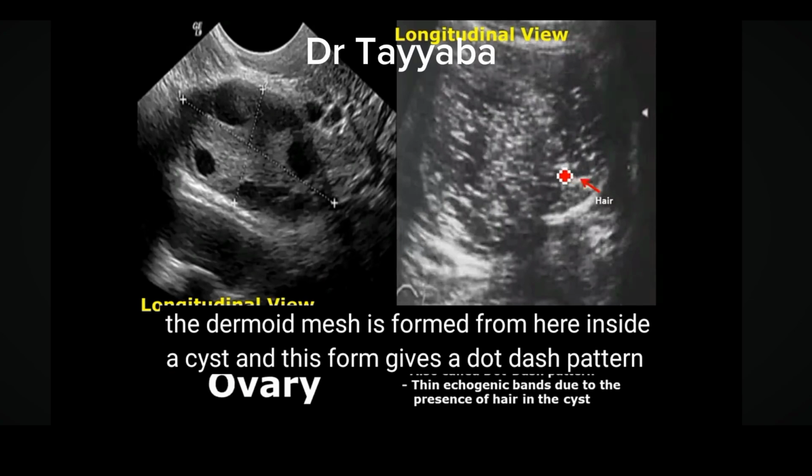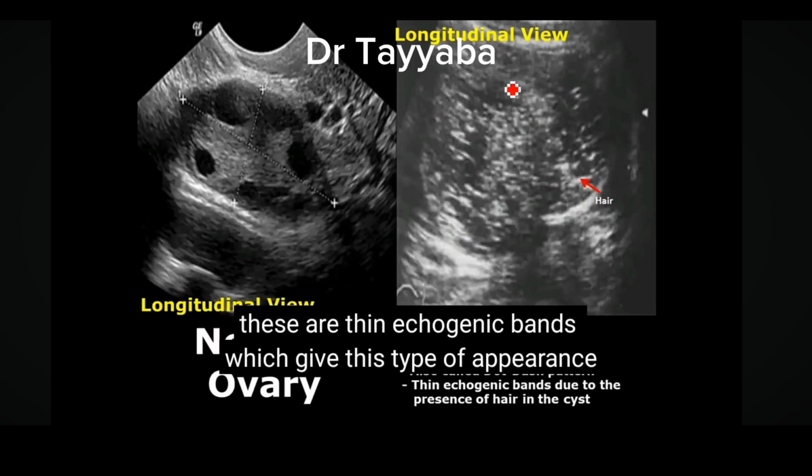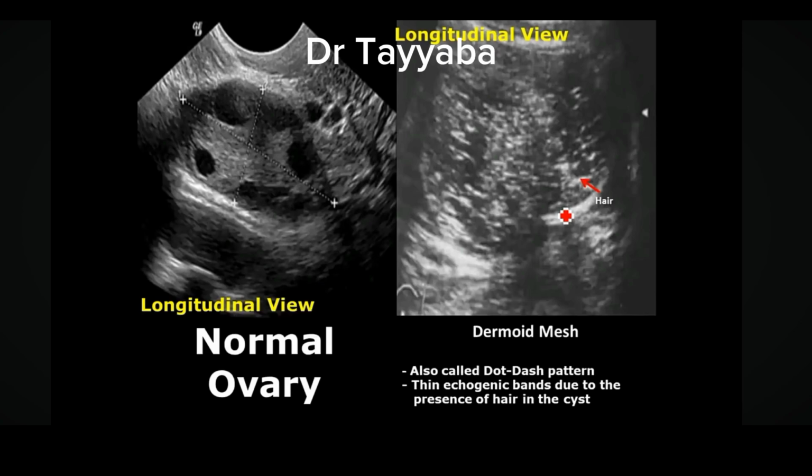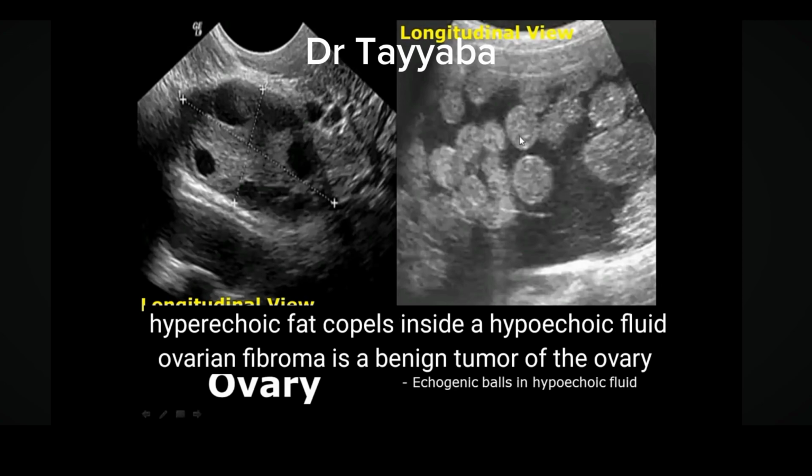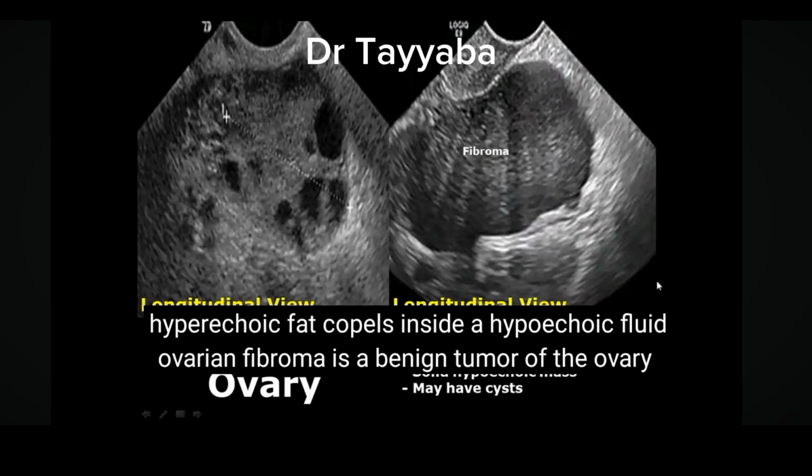The dermoid mesh is formed from hair inside a cyst, and this gives a dot-dash pattern. These are thin echogenic bands which give this type of appearance. Another feature is the floating ball sign, which are fat globules inside the cyst. These are hyperechoic fat globules inside hypoechoic fluid.